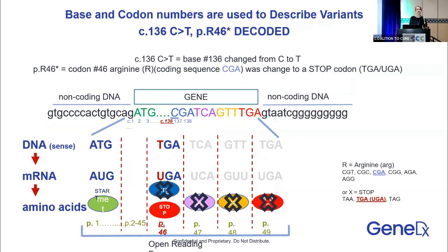Like I said earlier from the test report, you can see that it provides an exact location or change in the gene that caused disease. And so at base number 136, a C was changed to a T. And then it also provides the exact codon region where this change occurred. And so that's denoted by the P. So at codon number 46, an arginine was changed to a stop codon. And on reports, if you see that asterisk, that represents a stop codon, and therefore diminished or decreased protein product is created.